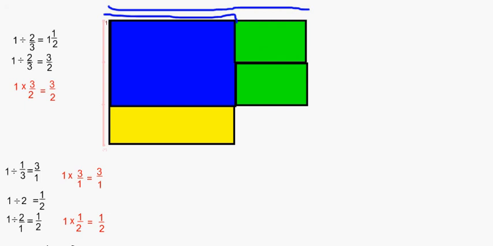And we can point out that if we take 1 divided by 2/3, we get an answer of 1 and a half, or 3 over 2. 1 times 3 over 2 gives me the same answer. So I change my division to a multiplication and I multiply by the reciprocal. 1 divided by 1/3 becomes 1 times 3 over 1. I get the same answer. 1 divided by 2 over 1 is the same thing as 1 times 1 over 2, and I get the same answer. So we can show the students that this multiplying by the reciprocal works.